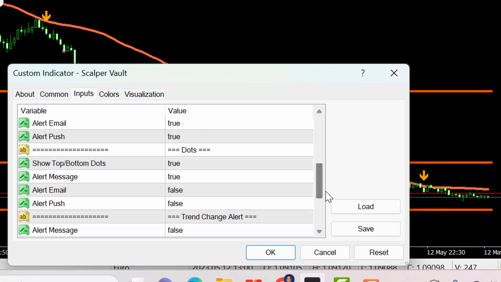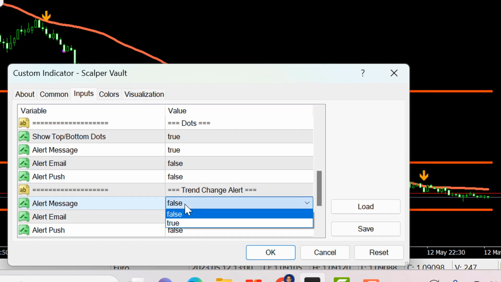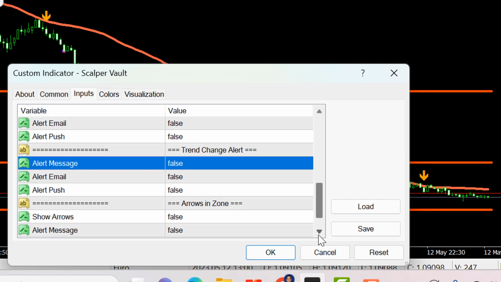We also have the trend change alert. By default this is set to false. You can set this to true if you want to receive notification when there is a change of trend. You can set this to false if you do not want to receive any notification of a change of trend.